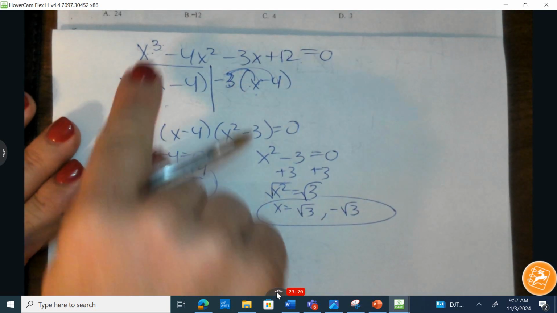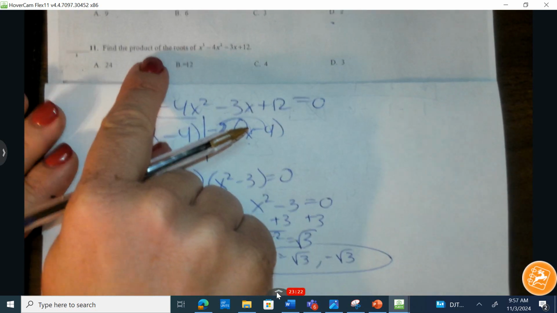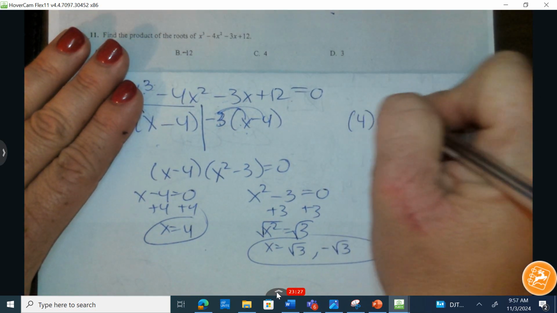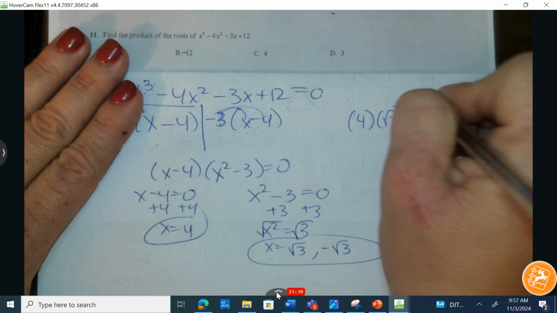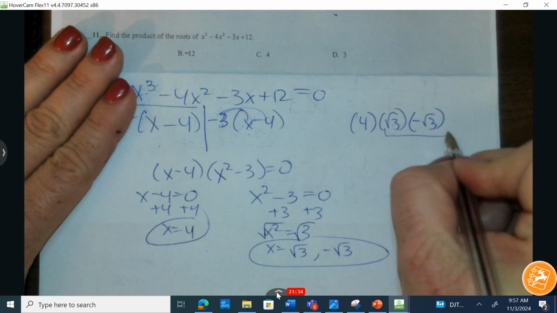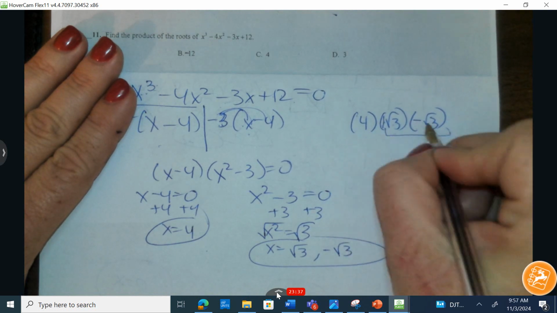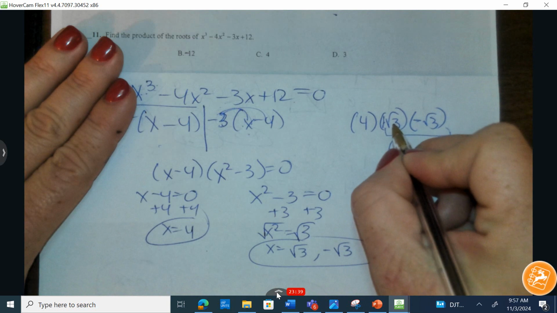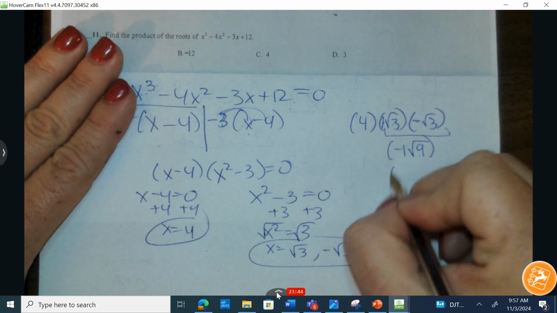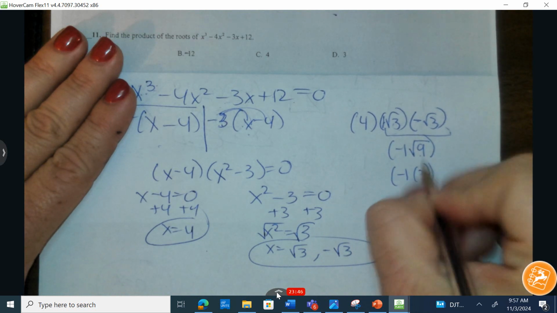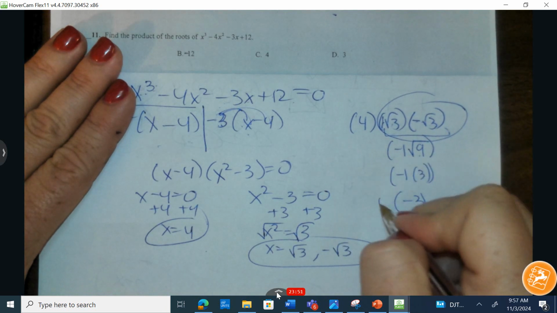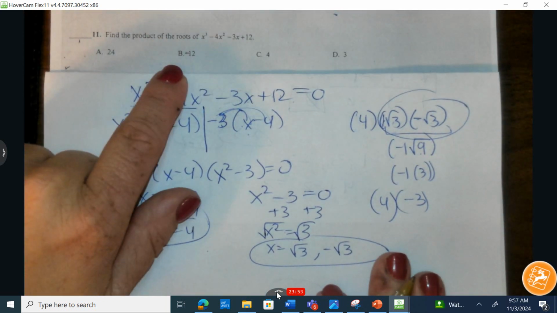And now it says take these 3 different solutions and find the product, or multiply them. So I want to take 4 times the square root of 3 times the negative square root of 3. Okay, so let's just do these first. These will be the easiest ones to work with. Positive 1 times negative 1 is negative 1. And the square root of 3 times the square root of 3 is the square root of 9. Now, we know the square root of 9 is simply 3. So when I multiply these, I end up with simply negative 3. And then I'm going to take negative 3 times 4 to get negative 12. Correct answer is B.